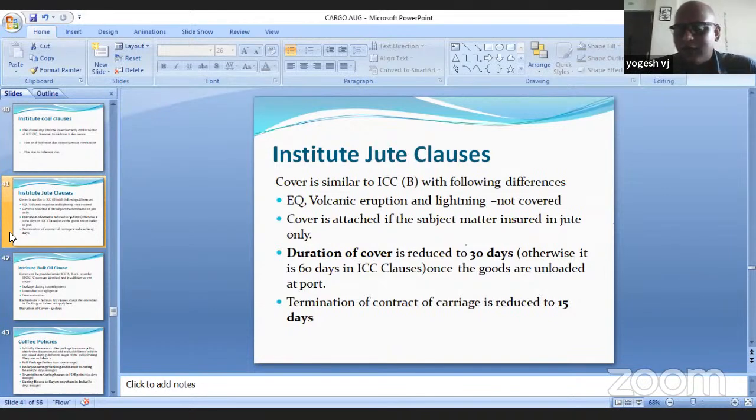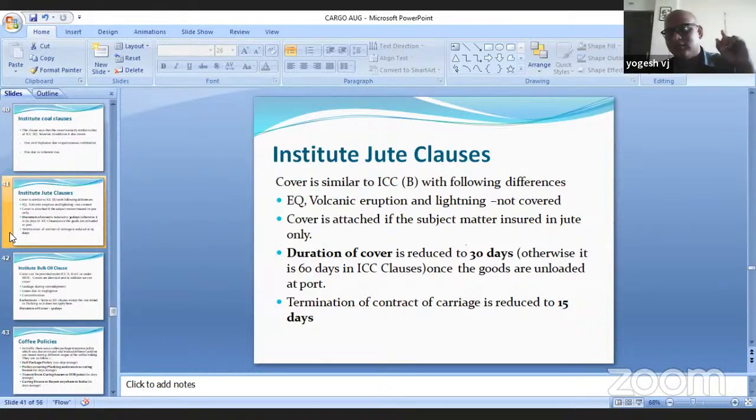Cover is similar to that of ICC B. Okay. Apart from that, what is covered? See, earthquake, volcanic eruption, and lightning is not covered. Cover is attached if the subject matter insured is jute only. अगर jute है तो ही. Duration of cover is reduced to 30 days.